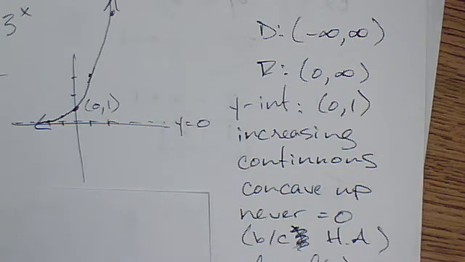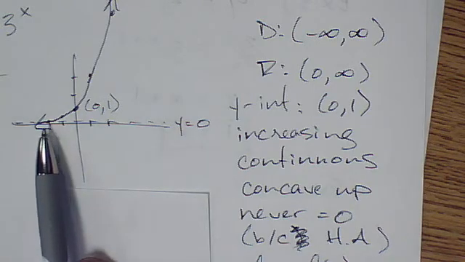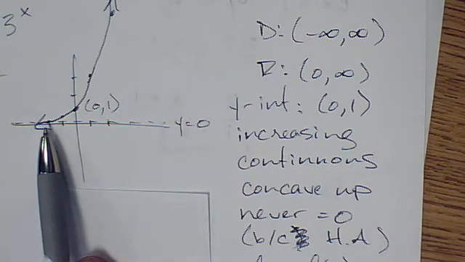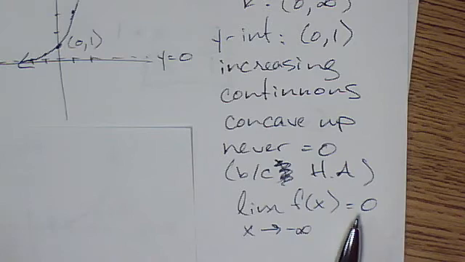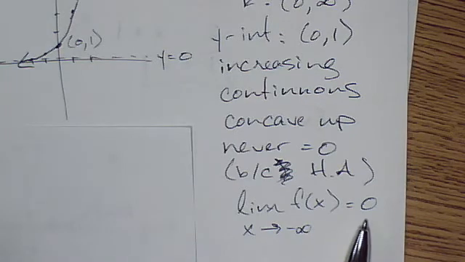And the limit of f of x, the limit of the graph, remember this is end behavior, so the limit of the graph as x approaches negative infinity, so as this graph goes to the left to negative infinity, it's getting closer and closer to 0, so that's your limit. The limit of f of x as x approaches negative infinity is 0.